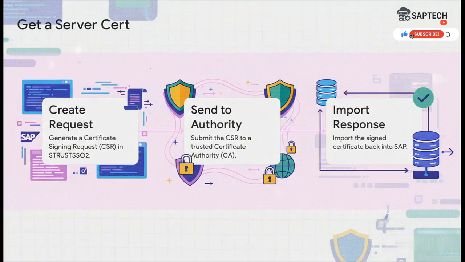So how do you get one? It's kind of a three-step dance. First, right inside STRUST02, you generate a certificate signing request, or a CSR. This is basically the application form. Second, you send that application off to a trusted certificate authority, a company that verifies you are who you say you are. And finally, they send you back a signed certificate, which you then import right back into STRUST02. And that's it, you're done.